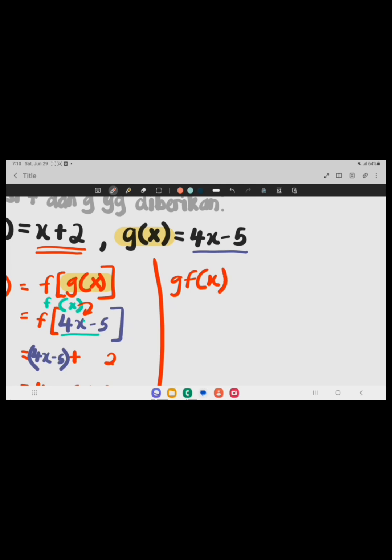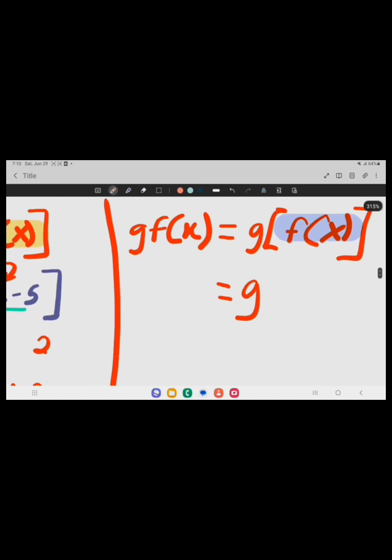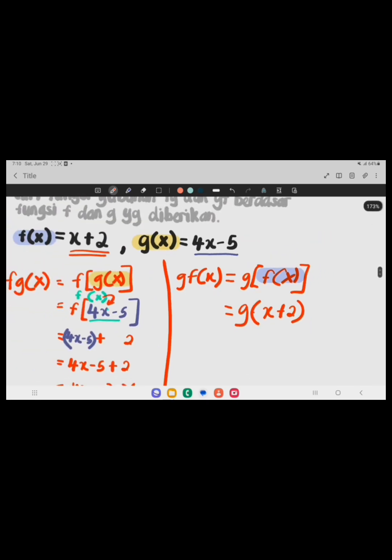g(f(x)). So the first step is splitting by putting a bracket in between g and f. So this is what you will get. Okay, the next step, you're just going to substitute the f(x) value from the question given. In the question, f(x) is x plus 2, right? So you're just going to substitute this f(x) with x plus 2. Why x plus 2? Because it is given in the question.